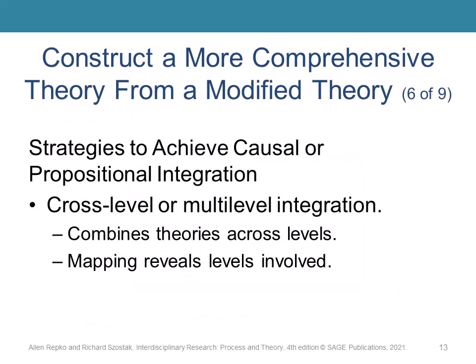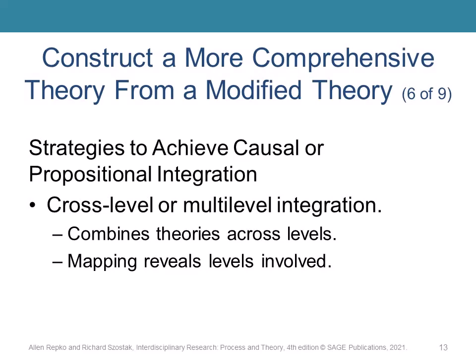Another strategy is to use cross-level or multi-level causal integration. This approach examines the different levels on which the behavior of interest takes place and integrates theories from one level with theories from the other levels. For example, the individual, the group, the organization, and society. There is constant interaction among levels, creating a fluid causal process with multiple feedback loops. These levels are sometimes revealed by mapping the relationships between variables.